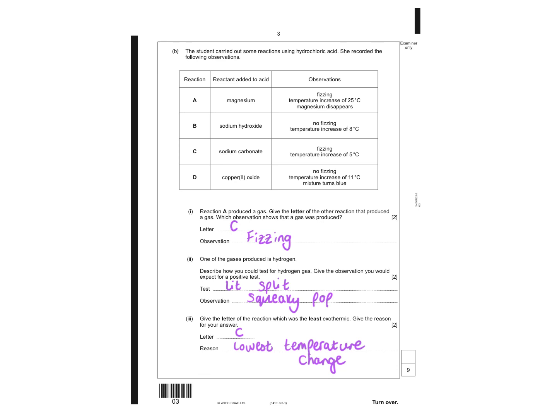The student carried out some reactions using hydrochloric acid. She recorded the following observations. Reaction A produces a gas. Give the letter of the other reaction that produced a gas, the observation that shows a gas was produced. C, because there was fizzing, that would be the gas being given off.